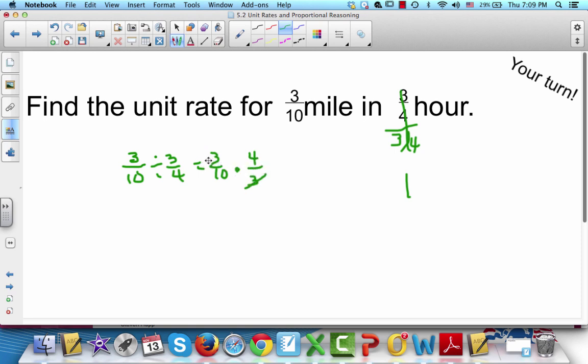These two can cancel each other out. 2 goes into 4 2 times. 2 goes into 10 5 times. We're left with 2 over 5. So the answer is 2/5 of a mile per 1 hour. Fractions. Was it your friend this time?